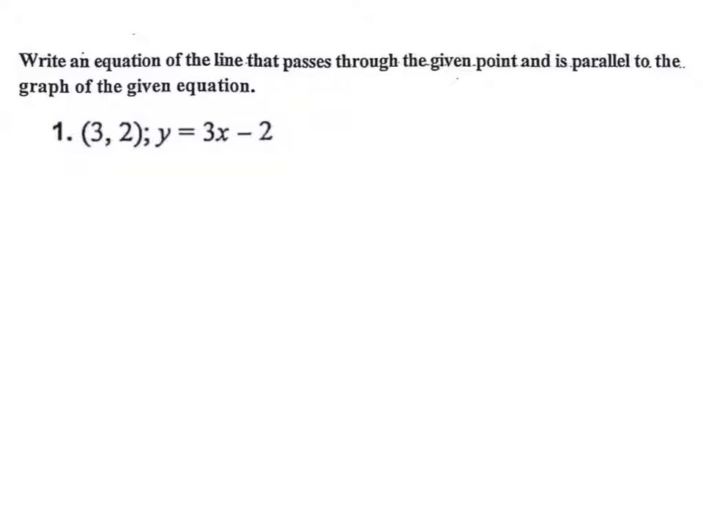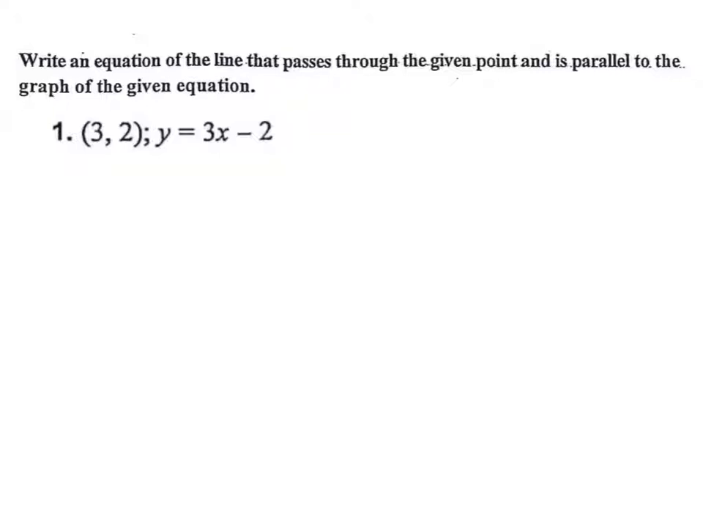So we'll start with number 1, which says to write an equation of the line that passes through the given point and is parallel to the graph of the given equation. Okay? Now, parallel means that the lines will never meet. The only way they will never meet is if their slopes are the same and their y-intercept is something different. Okay, because if they start at different points but travel in the same manner, then they will never meet.